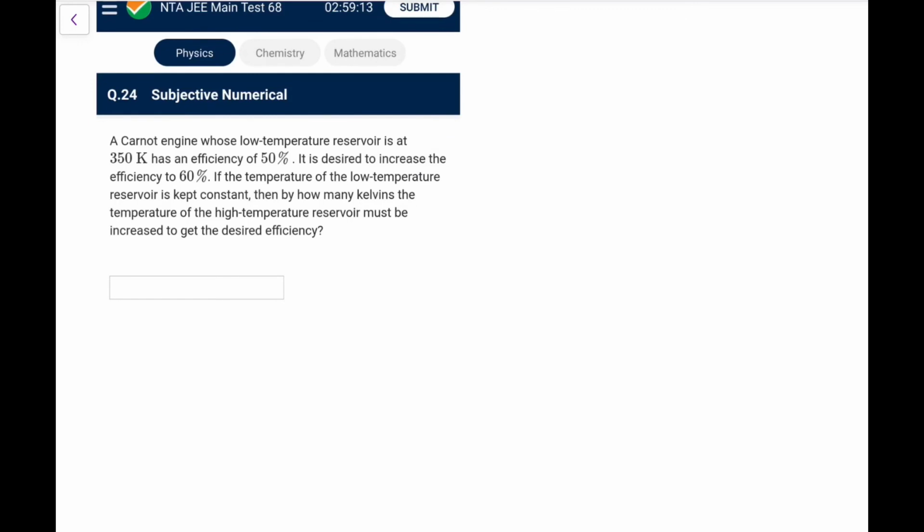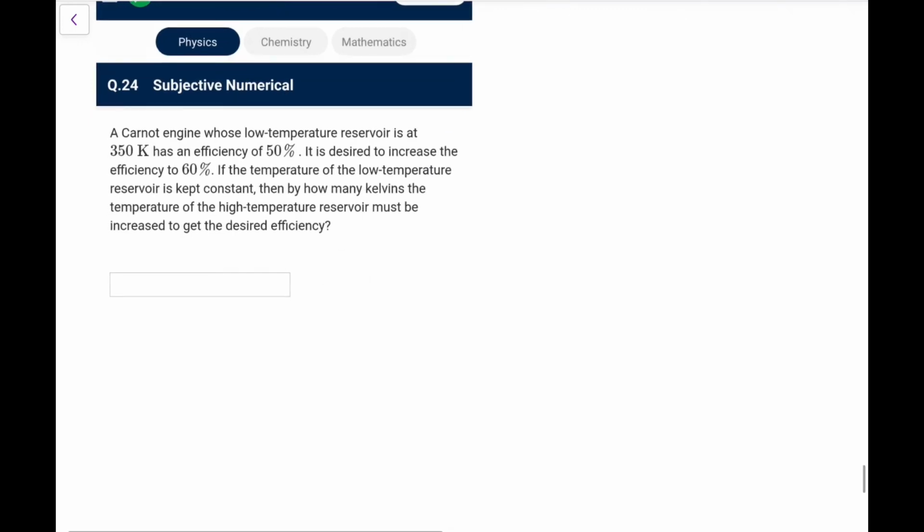Next. A Carnot engine whose low temperature reservoir is at 350 K has an efficiency of 50%. It is desired to increase it to 60% if the low temperature remains constant. By how many Kelvin must the temperature of the high reservoir be increased? So in the first case, efficiency was 1 by 2, which is 1 minus TC by TH, TC was 350. So 350 by TH comes out as 1 by 2. So TH was 700 Kelvin.